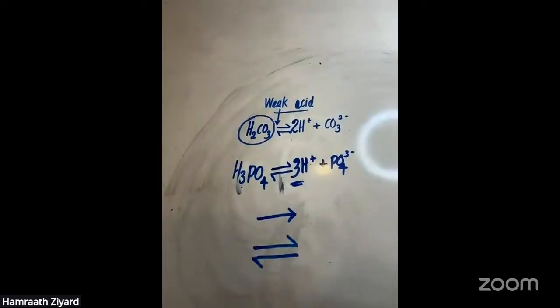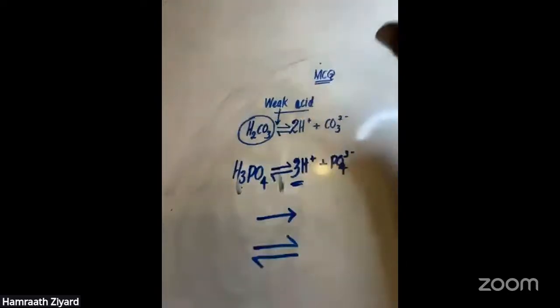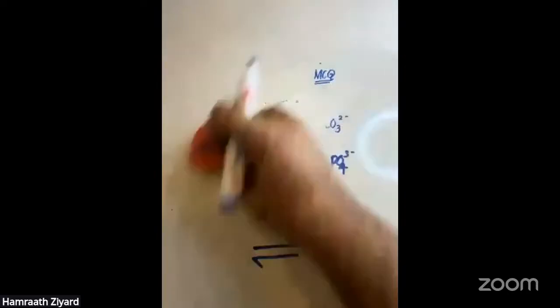Right. Now this part comes to your MCQ. O-level paper. You can take any O-level paper. In the MCQ, you will have this kind of question. Let me show you what kind of question you will be facing. Okay, listen to me. Now if I take nitric acid, can you identify whether it is a strong acid or a weak acid?